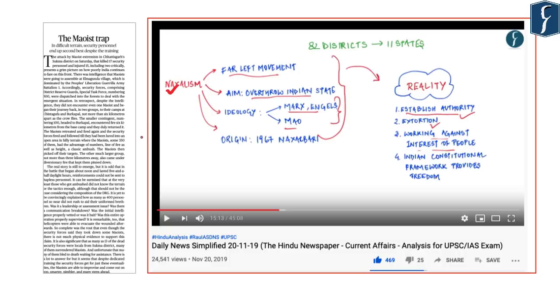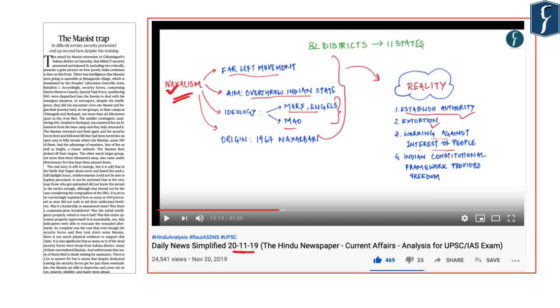mainly because there is a line in the GS3 syllabus which says: linkage between development and extremism. Apart from that, having a deeper insight into the Naxalite issue as a whole will give you a better understanding of our overall security scenario, especially in the central and the eastern part of our country. It is important to highlight that this issue has been covered in great detail in Daily News Simplified dated 20th of November 2019 by me.